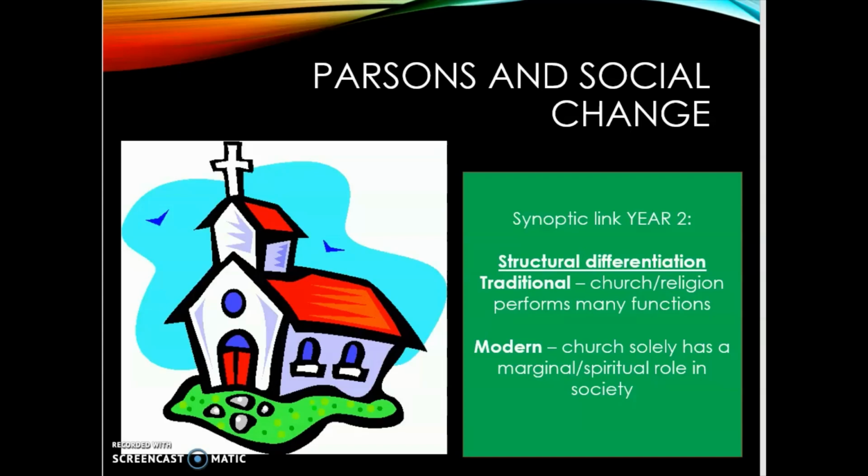Now, in a modern society, the church has a very specialised role. It's called structural differentiation, and the church only focuses on the spiritual side of society. So in a modern society, we've got lots of different institutions, but they're very specialised, whereas in the past, a lot of the institutions had multifunctional roles.